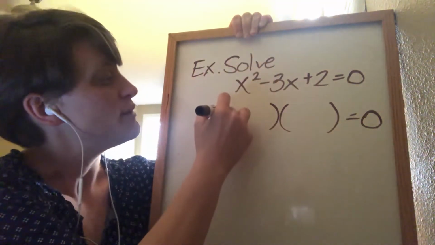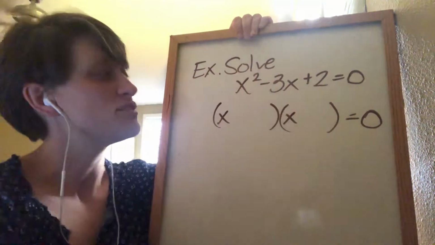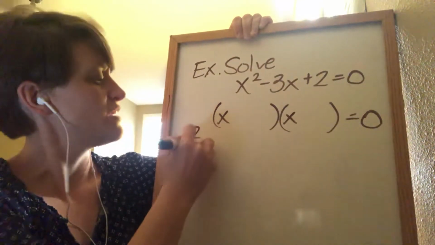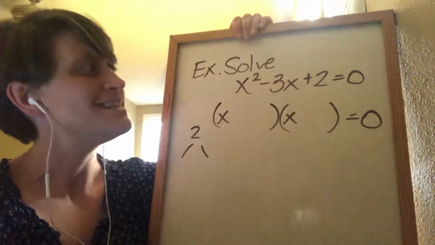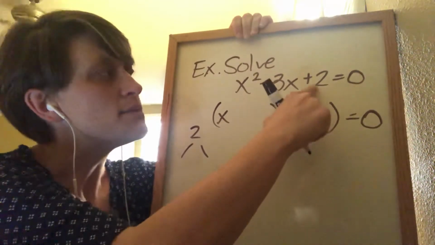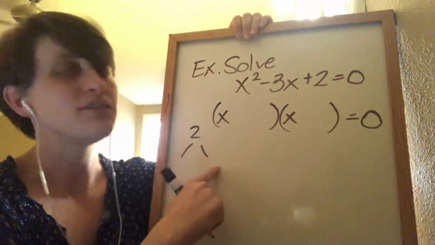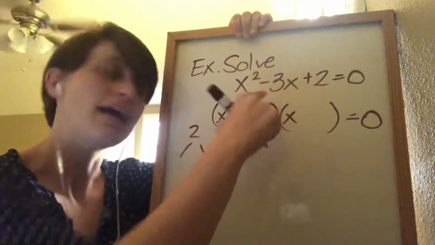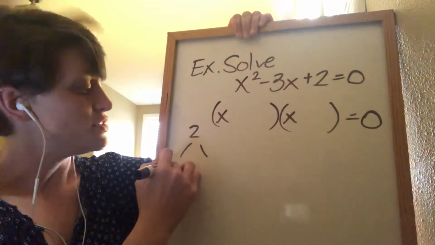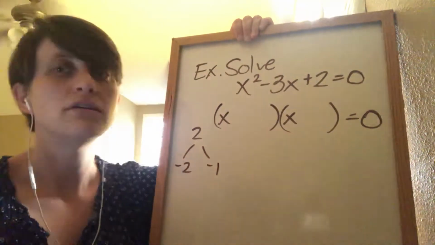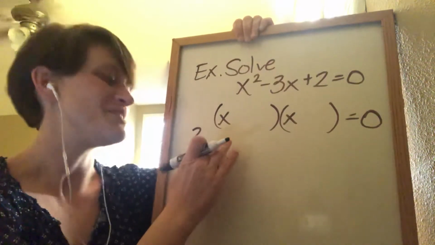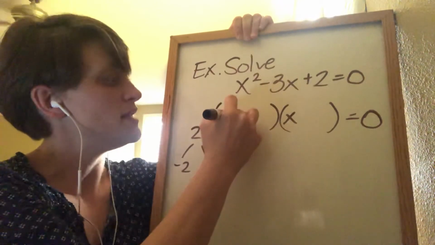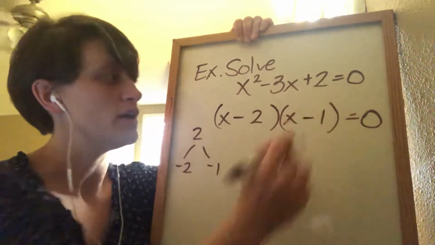This has a leading coefficient of 1, so we know the factors are going to have an x and an x in them. We need two factors of 2 that add to negative 3. Because the product is positive here, we know that these two factors have to have the same sign. And because the sum is negative, they're both going to be negative. So we look at the factors of positive 2 that are both negative. There is exactly one pair of them. So our numbers here are going to be negative 2 and negative 1.